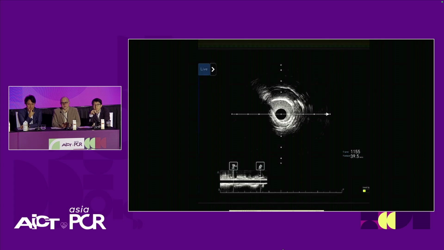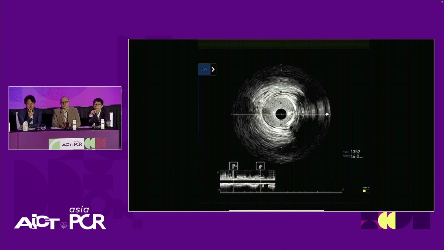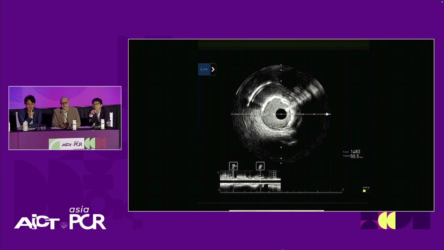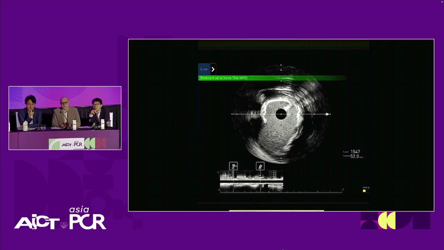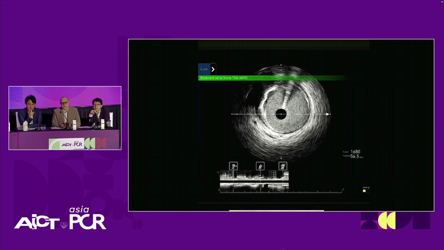So I think that will go into consideration of what devices and sizes that we're going to do. We do see quite nice wire bias touching the calcium over there. I think we're coming up to the proximal LAD, and it does confirm the angiographic findings of very diffuse calcification.